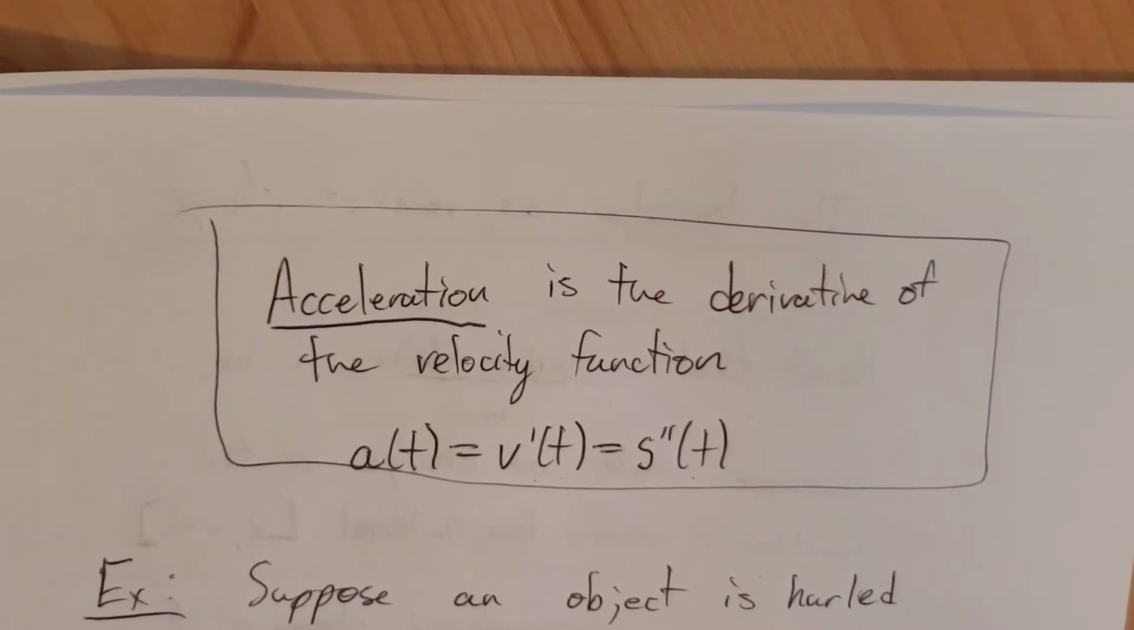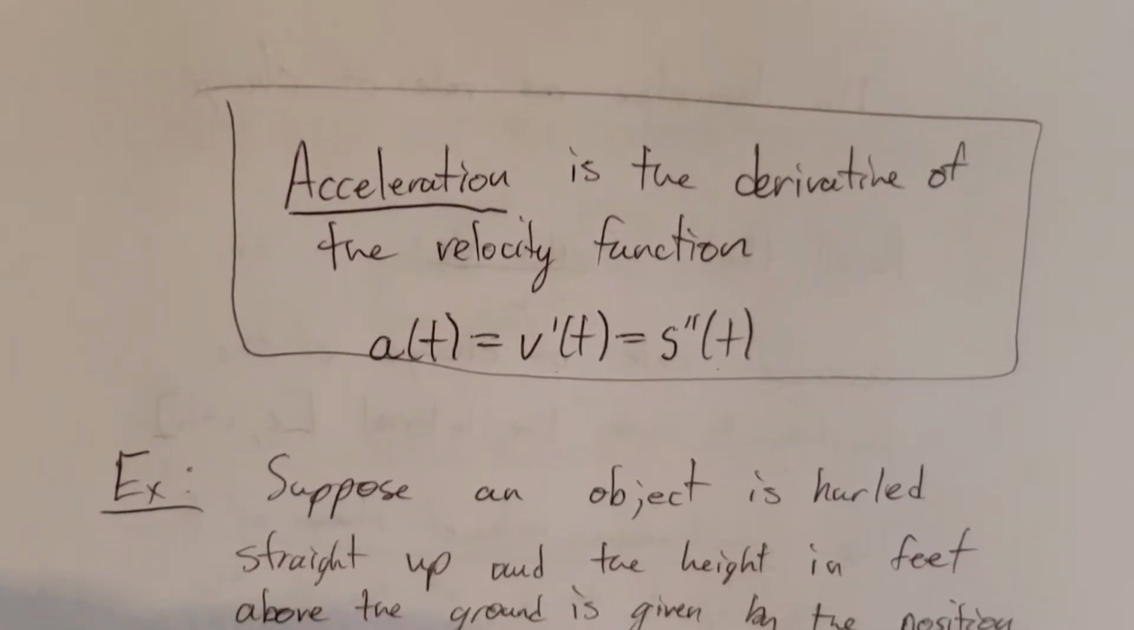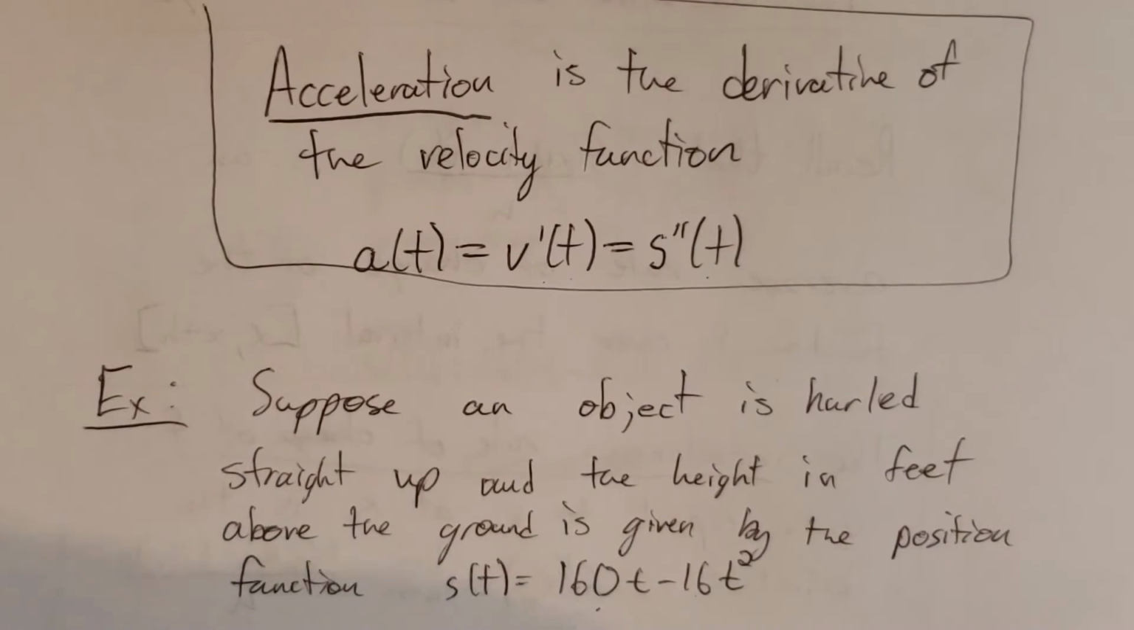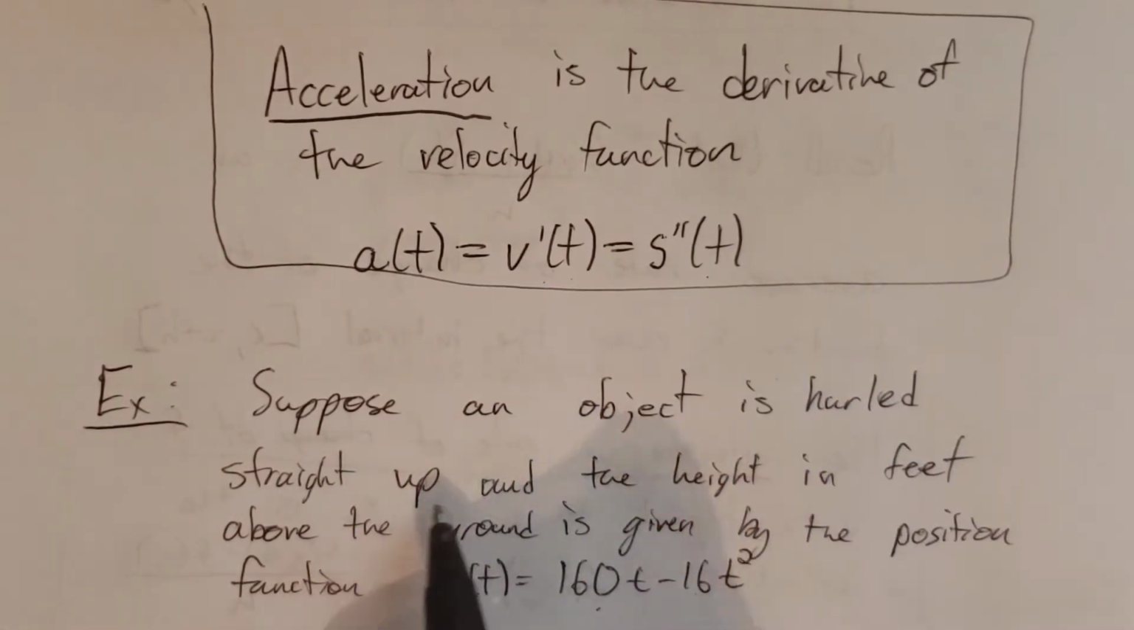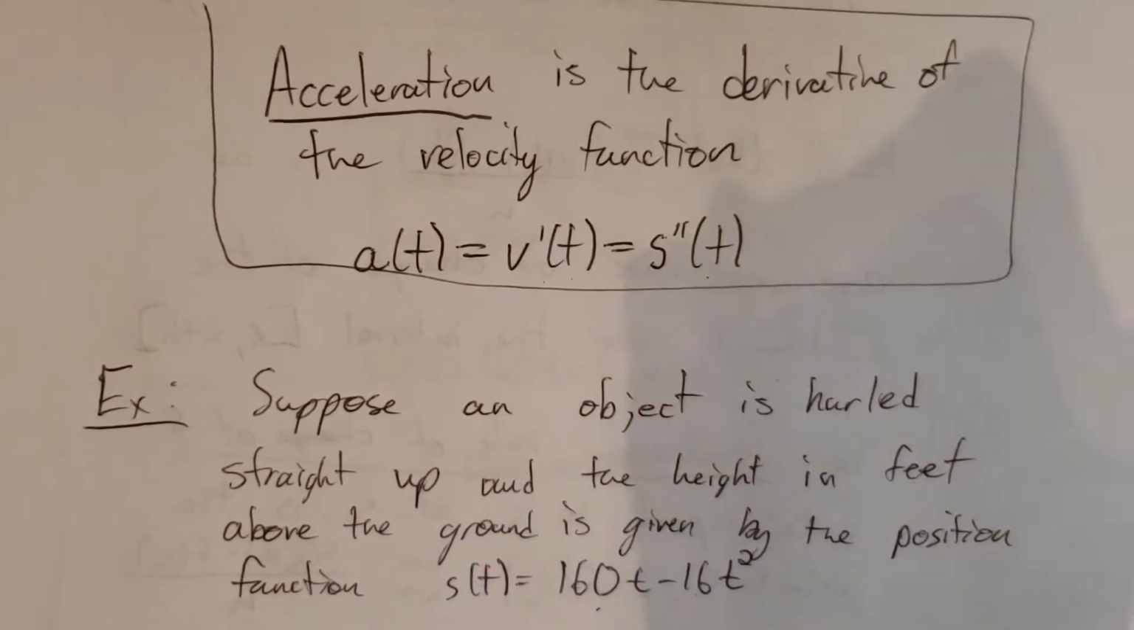All right, let's do an example. So suppose an object is hurled straight up and the height in feet above the ground is given by the position function s of t equal to 160t minus 16t squared. How high does this object go?